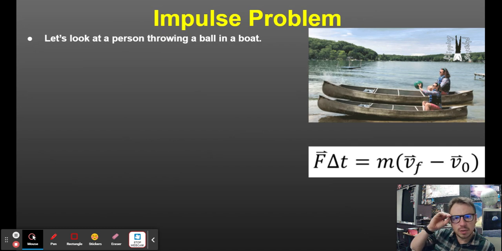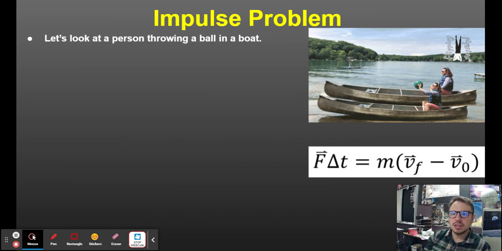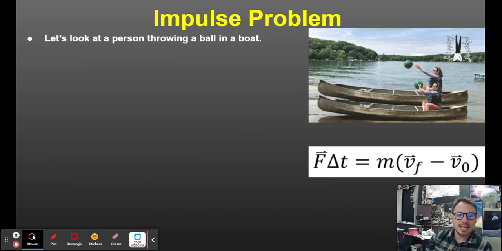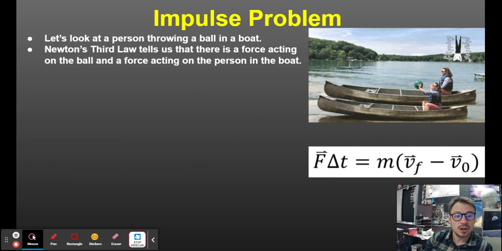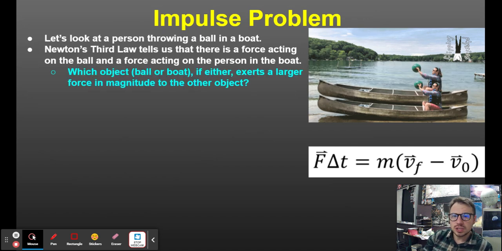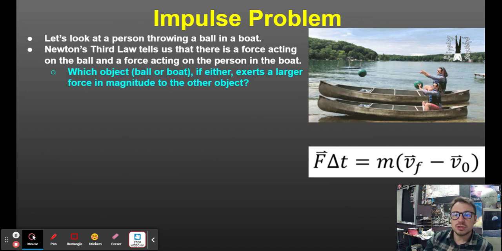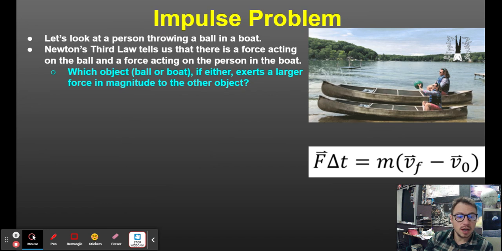So let's take a look at what this means, that impulse problem. Let's take a look at a person throwing a ball in a boat. So Newton's third law tells us that there is a force acting on the ball and a force acting on that person in the boat. So which object, the ball or the boat, if either, exerts a larger force in magnitude on the other object? Well, they're going to be equal and opposite forces.